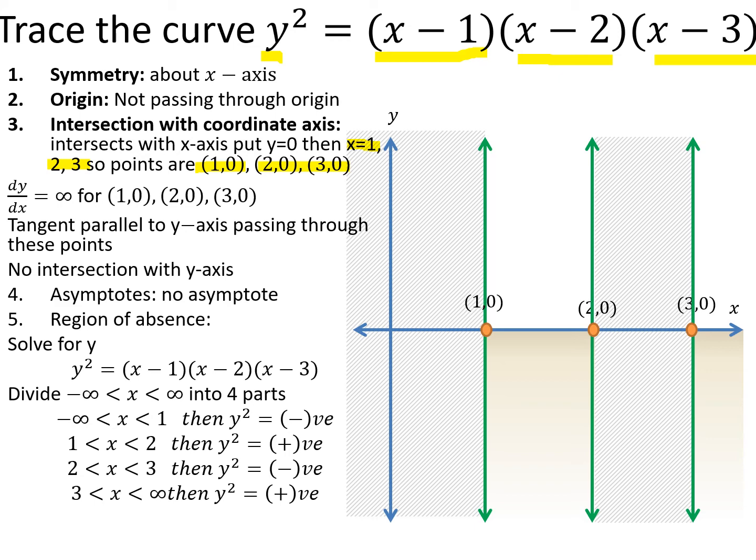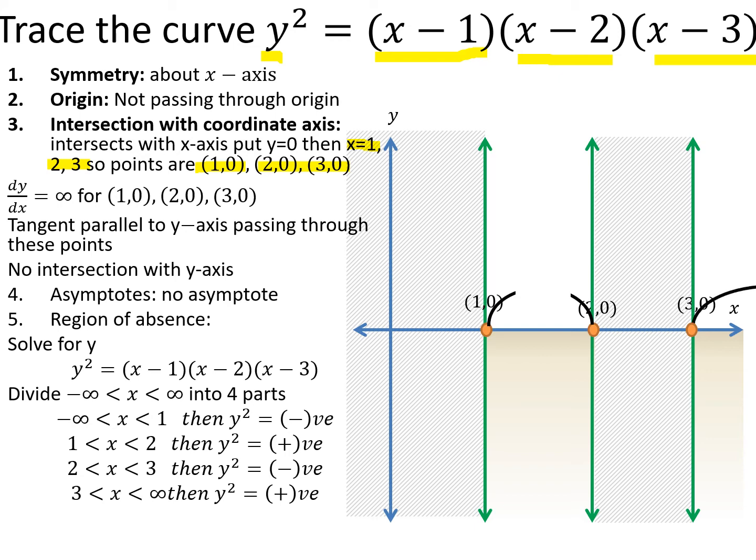So the curve will pass through this tangent by touching it. Okay, so how will it be? See here, it will touch like this. Now again, your curve exists in the last part, that is 3 to infinity, and at 3, the tangent to your curve is that green line. So again, your curve will touch that green line at 3, and then the curve will be like this.